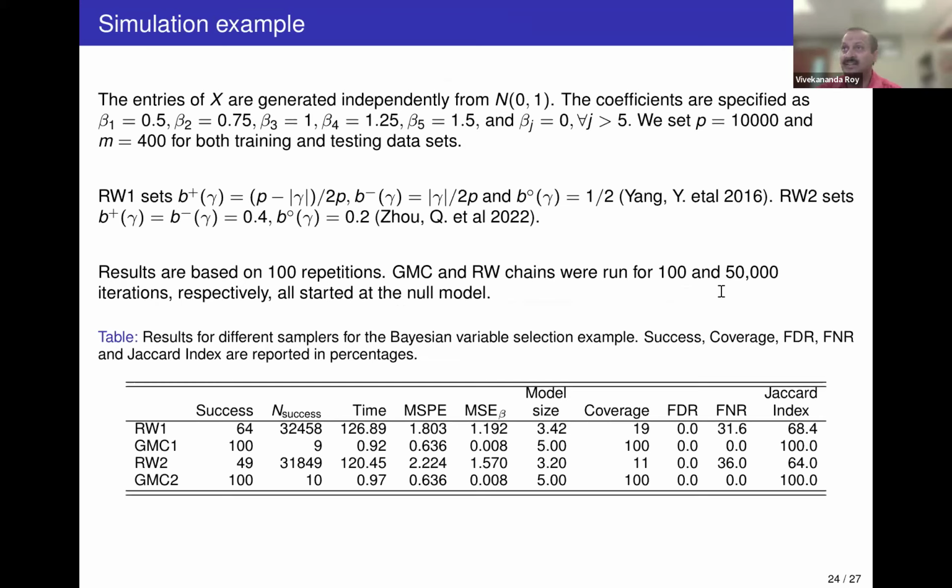So these are based on 100 repetitions, 100 simulated data sets. Each time the random walk chain was run for 50,000 iterations, both of these, right? 50,000 each. Whereas the geometric versions of it, the GMC, were run only for 100 iterations. And every time we start at the null model. So what we call a success is basically whether it is able to find the posterior mode.